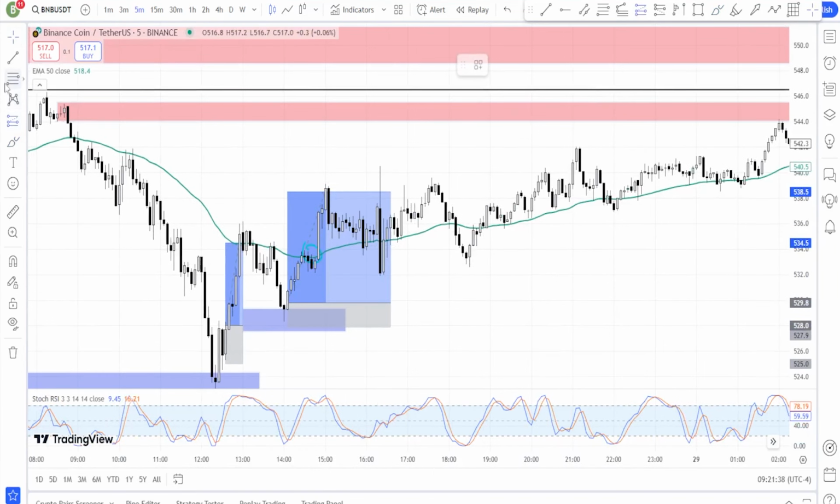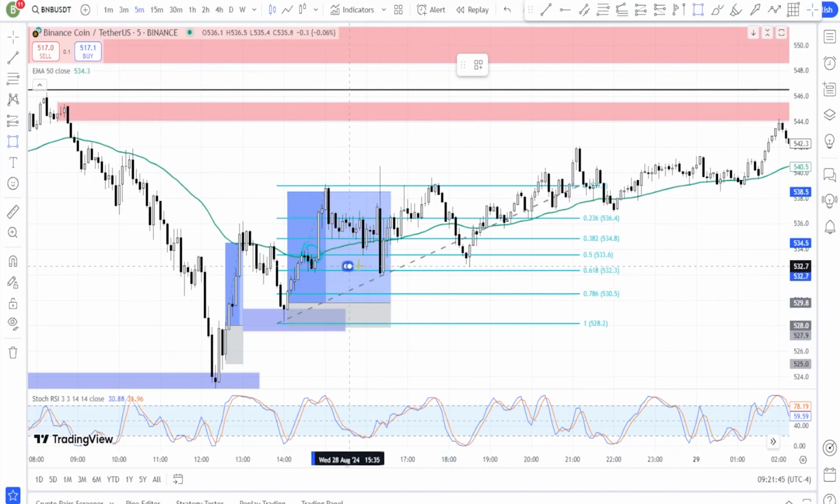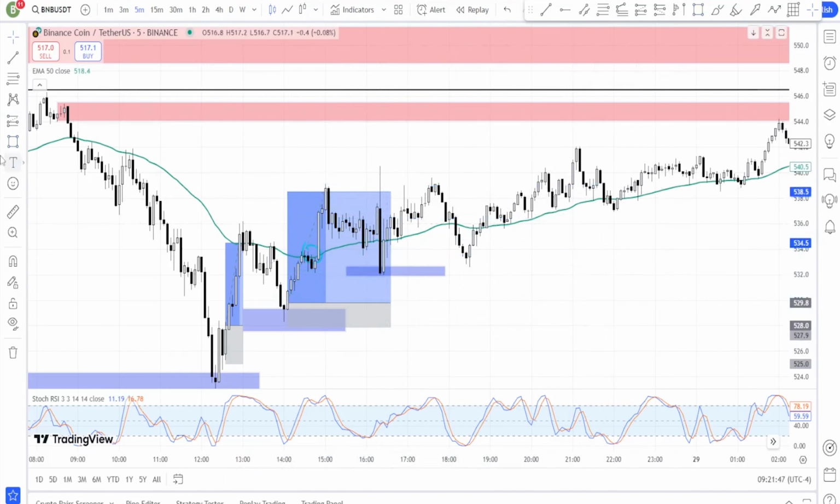In a downtrend, positioning below EMA 50. Consider short positions when the price pulls back to the EMA 50 on the lower time frame and the RSI is not oversold. This area acts as a resistance zone in a downtrend.